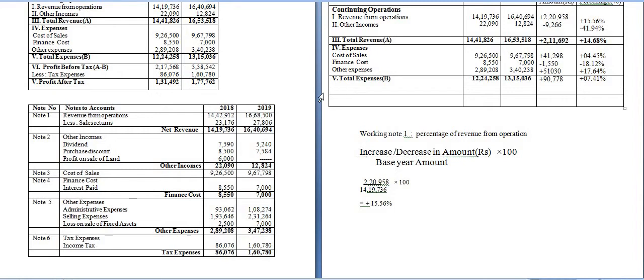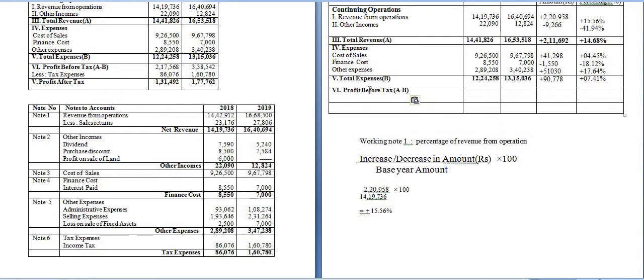Next one, profit before tax. Okay, just like the previous problem, there are no exceptional items or extraordinary items. So as I said, whatever format is given in the problem, as per the same format we have to solve the problem. Okay, so profit before tax. How can we find out profit before tax? Total revenue. How much is the total revenue?